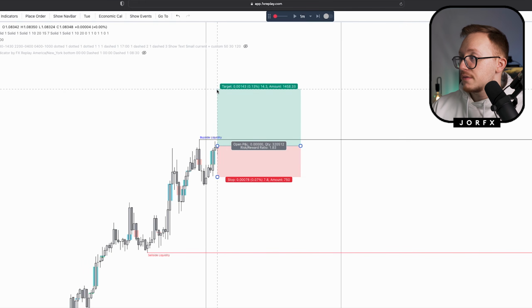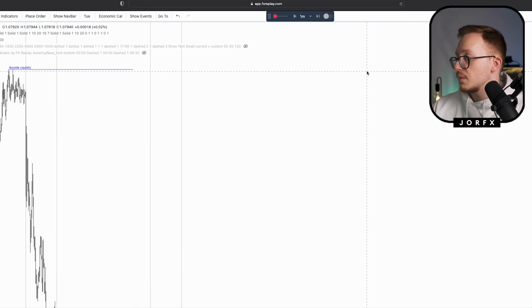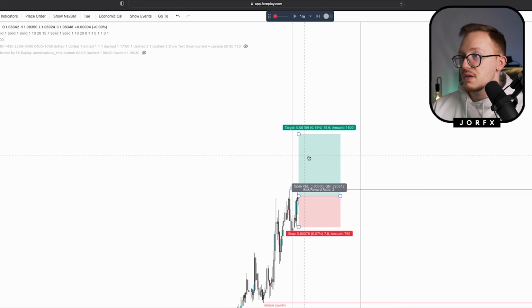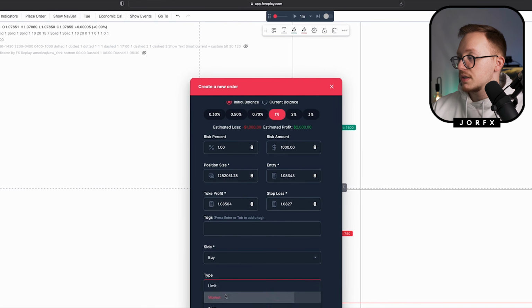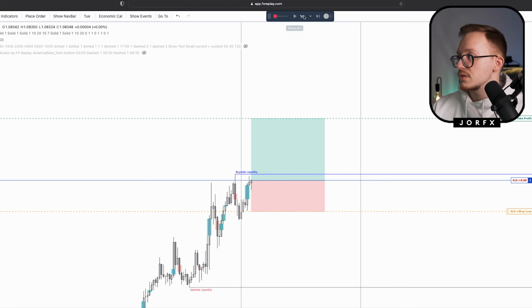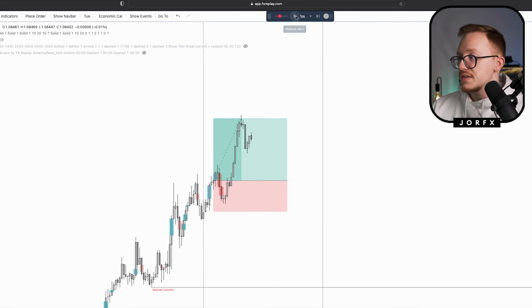And then we have a 15 pip target, but buy side liquidity is all the way up here. But I'm just going to take it on a 15 pip target. This also gives us a pretty nice 1 to 2. Let's place in the order. Let's do a market order right here. And let's just see what price is going to do. Okay, price hit take profit.